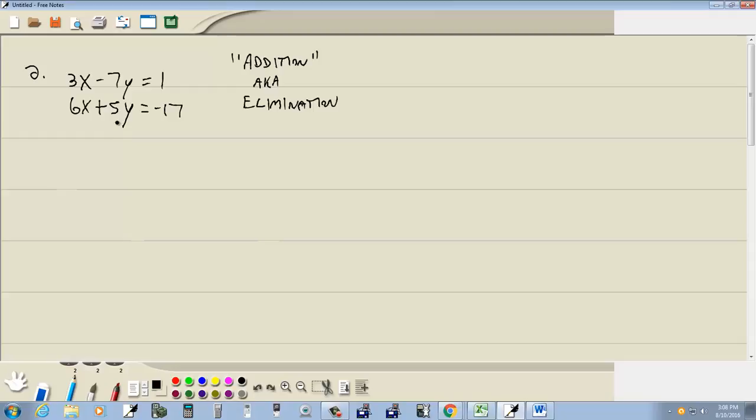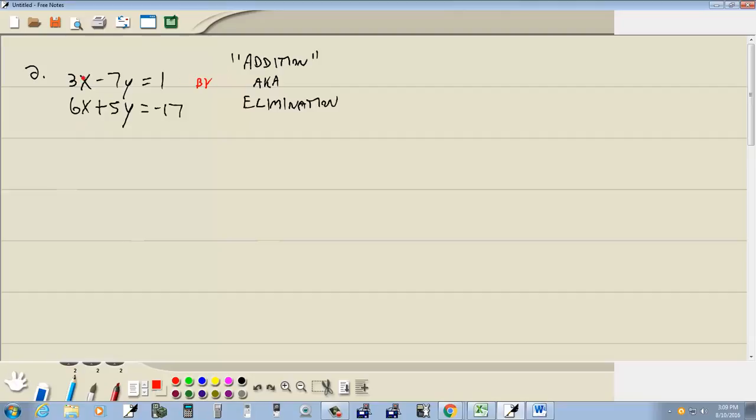Now if you think about what would cause it to be eliminated, if this was a negative 7y and this was a positive 7y, then that would cause these to be eliminated. Or if this was a 6x and this first equation had a negative 6x here, that would cause that to be eliminated. Doesn't matter which one you focus on. I'm going to focus on getting rid of the x's.